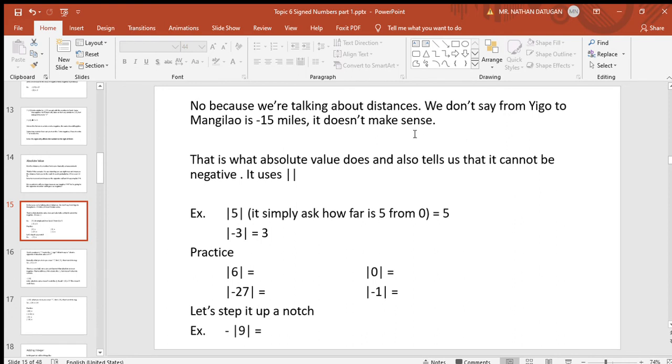So let's say you measure the distance from Jigo to Manilao and it's 15 miles. You're from Manilao and you went to Jigo and you want to measure the distance, and let's say the distance is around 15 miles. And you're going to go back from Jigo to Manilao. Do you think you're going to drive -15 miles? No, it doesn't make sense. You're still going to drive positive 15 miles. That's the thing about negatives. Absolute value.